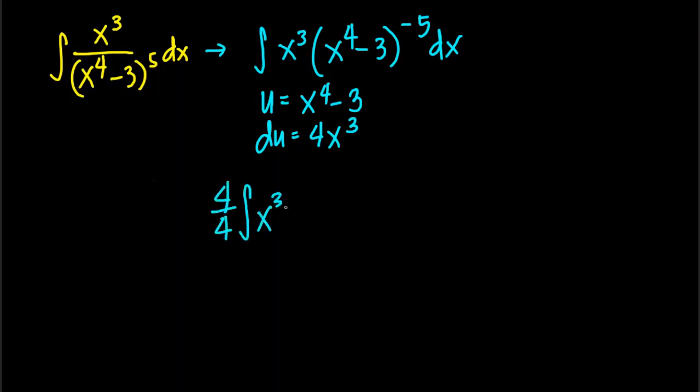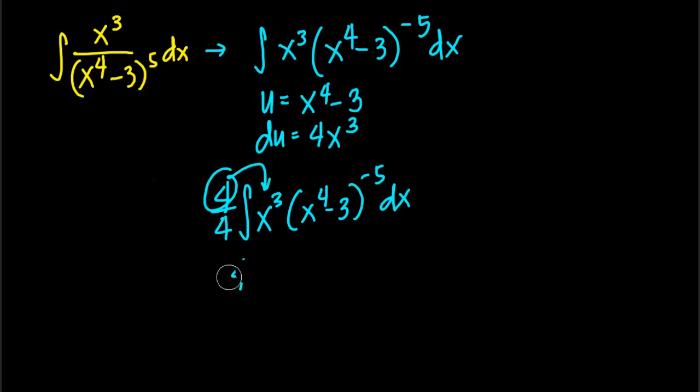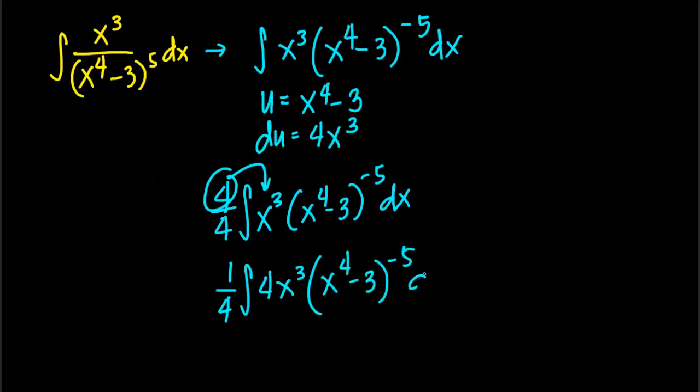And then, x cubed, x to the fourth minus 3 raised to negative 5 dx. Multiply the numerator here, and you have 1 over 4 times the integral of 4x cubed times x to the fourth minus 3 raised to negative 5 dx. Okay, so we have our requirement set, and the integral is going to be 1 over 4 and x to the fourth minus 3.